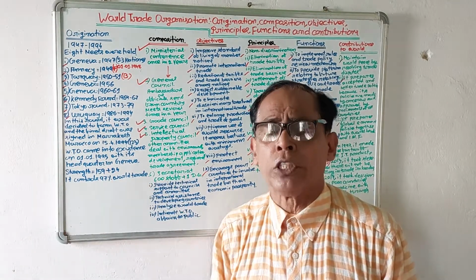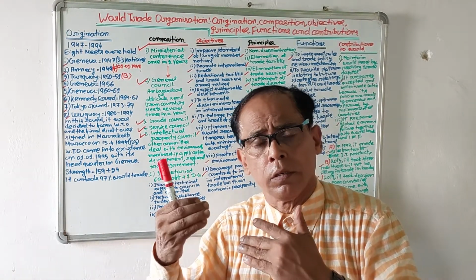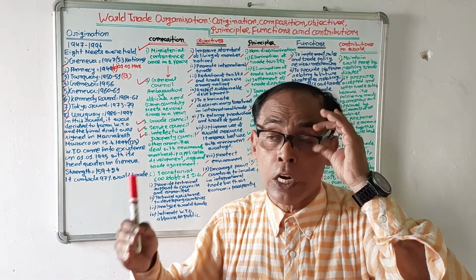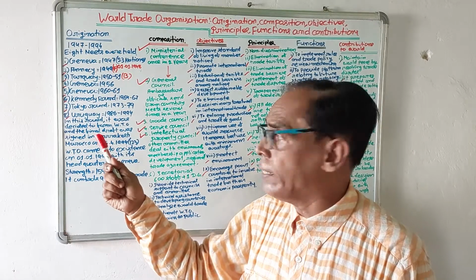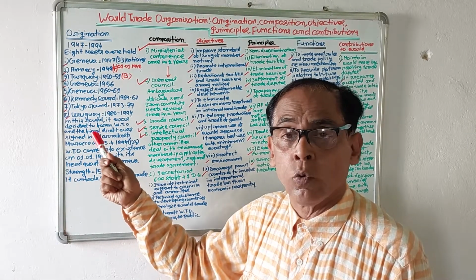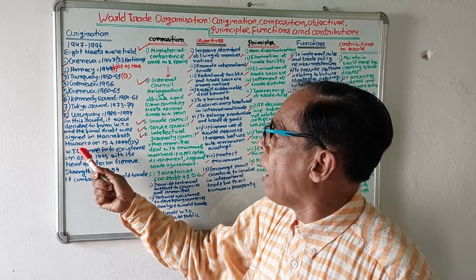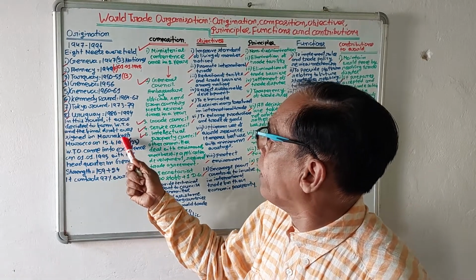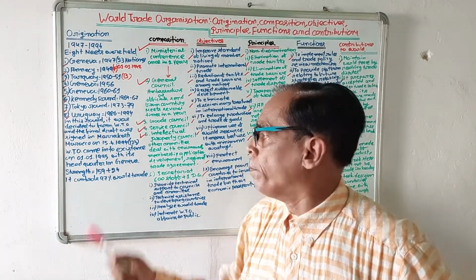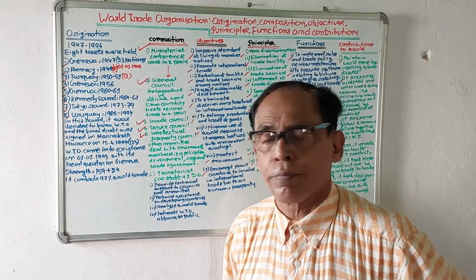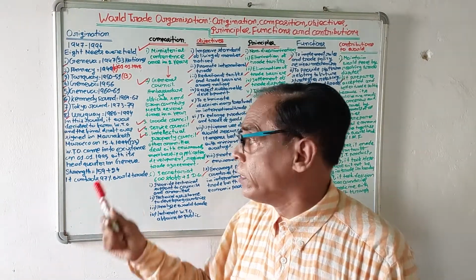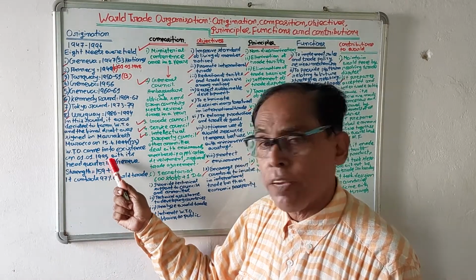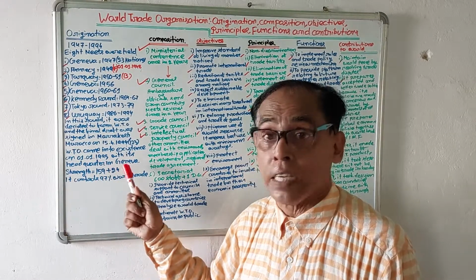In the final round discussion, it was decided to form World Trade Organization, and all the nations gave signature in a place known as Marrakesh in Morocco on 15th April 1994. After that, World Trade Organization came into existence on 1st January 1995 with its headquarters in Geneva.